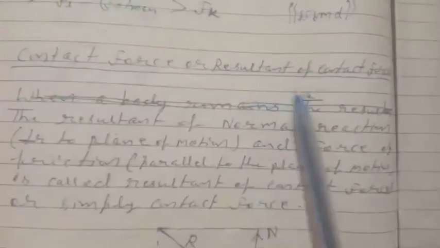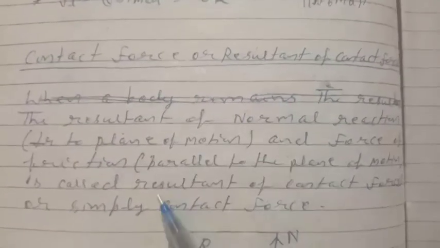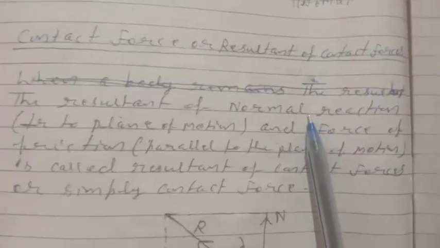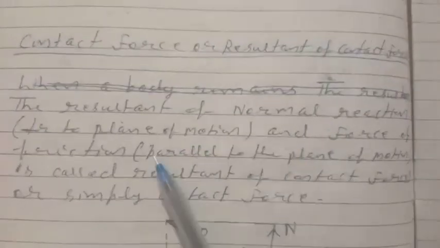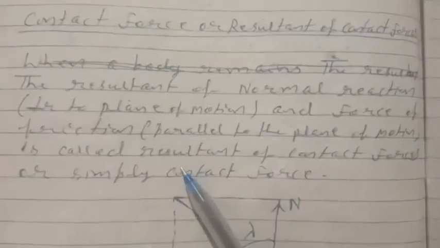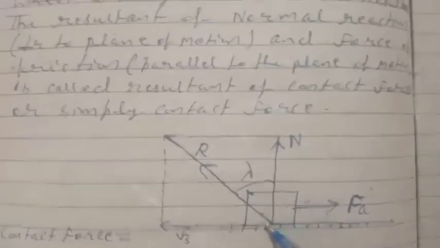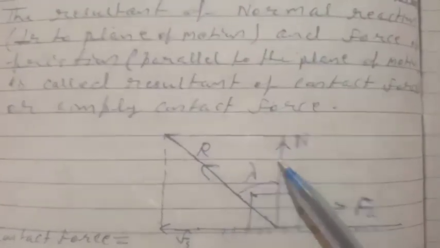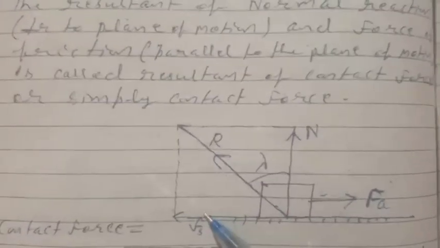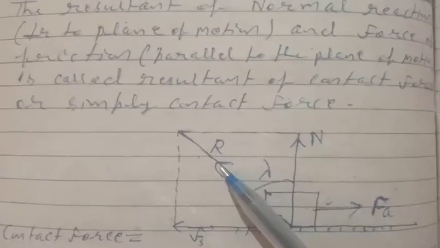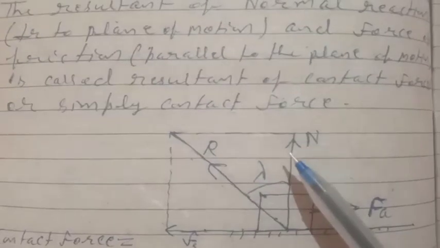Now, contact force, or resultant of contact forces. The resultant of normal reaction or normal contact perpendicular to the plane of motion and force of friction parallel to the plane of motion is called the resultant of contact force, or simply contact force. So when we ask for contact force, it will be the vector sum of normal reaction and friction force. That is, this force is the sum of normal contact force and friction force.